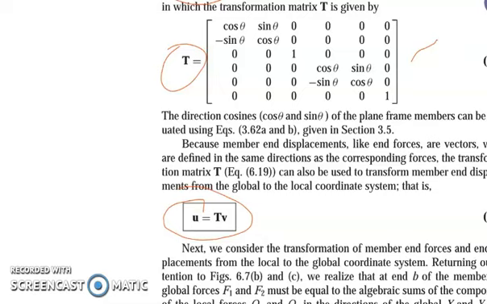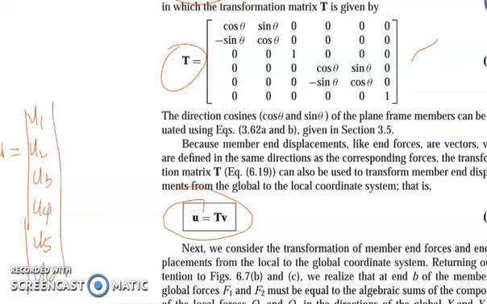So for every member, that will be U, for example, U sub 1, U sub 2, U sub 3, U sub 4, U sub 5, up to U sub 6. And this is equal to our transformation matrix times our V sub 1, V sub 2, V sub 3, V sub 4, V sub 5, V sub 6. You simply have to substitute that one.